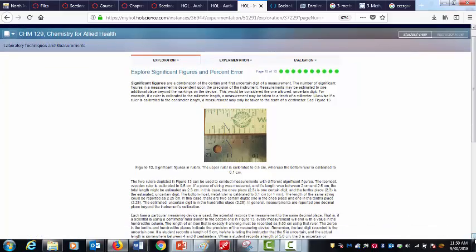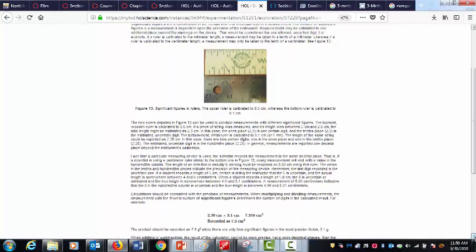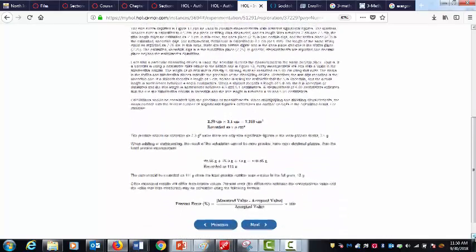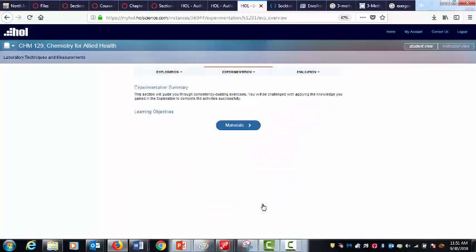And then we have percent error. So percent error is basically a measure of how good your measuring is. And so we have a measured value, and you subtract the accepted value, which has to be given to you, divided by the accepted value, multiplied by 100. So the measured value minus the accepted value, we take the absolute value of that, so we don't have a negative, and just multiply by 100.